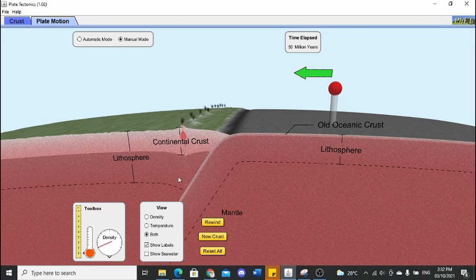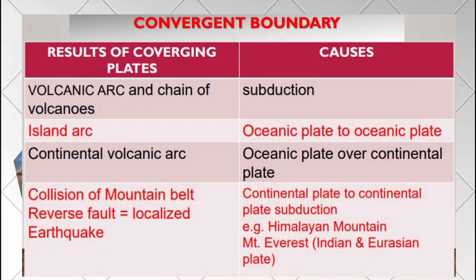The mantle here, or the materials in the mantle, rise up and create or form another landform, which may be called volcanoes. This is what happens when there is a convergent boundary. If there is a subduction, a volcanic arc and chain of volcanoes may occur.